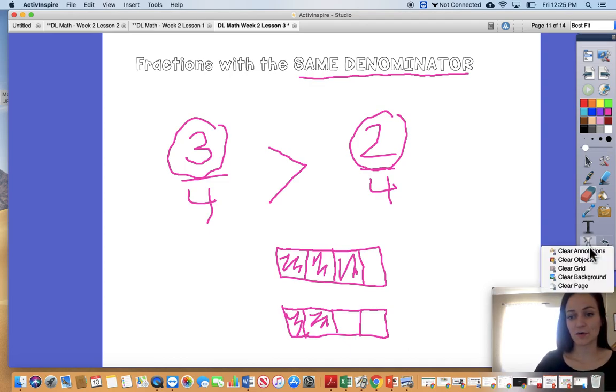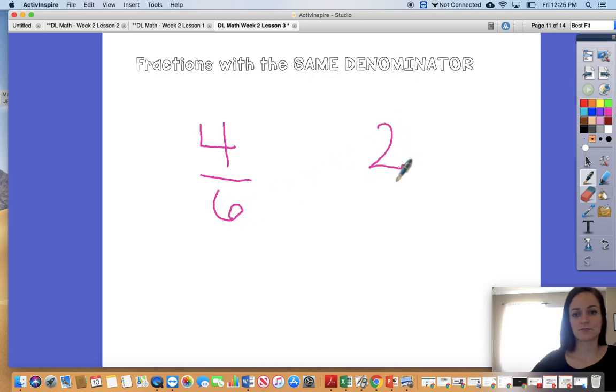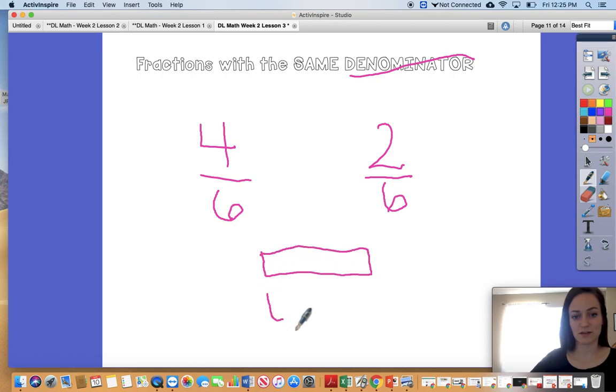Let's try another one. Okay, let's do 4/6 and 2/6. These have the same denominator. Whoa, right? They both have 6. They're both cut into 6 equal pieces. Here's my terrible candy bar. Terrible candy bar number 2.